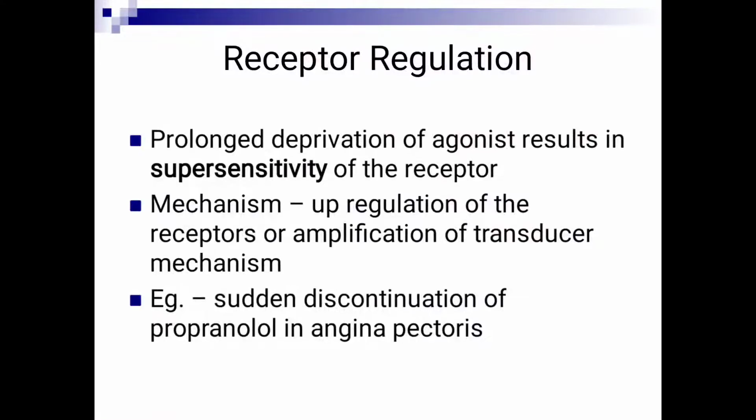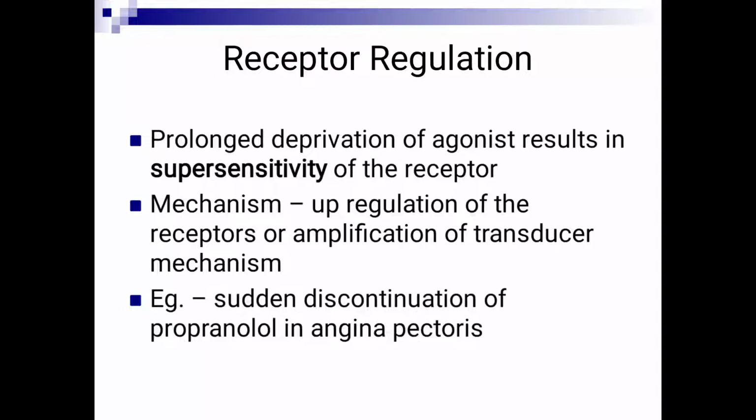Now, how are the receptors regulated? Prolonged deprivation of the agonist results in supersensitivity of receptors. Prolonged deprivation means if for a long time we do not give any agonist to the receptor, there will be a supersensitive receptor. What is the mechanism? It is because of upregulation of the receptor or amplification of the transducer mechanism. It is because of an increase in the number of receptors. If for a long time we do not give an agonist to a receptor, the number of receptors increases. So it is called upregulation of the receptor. It causes supersensitivity of the receptor. An example is sudden discontinuation of propranolol in angina.